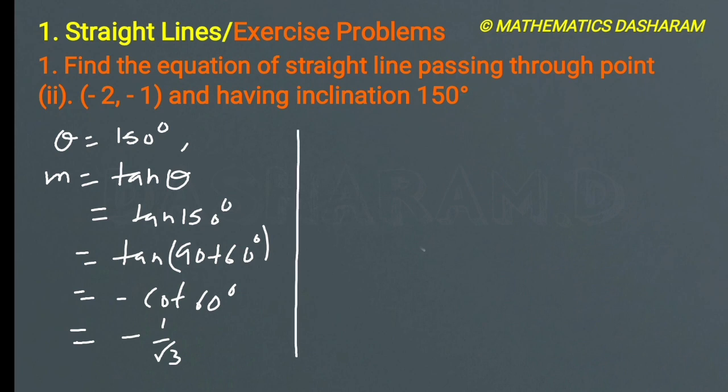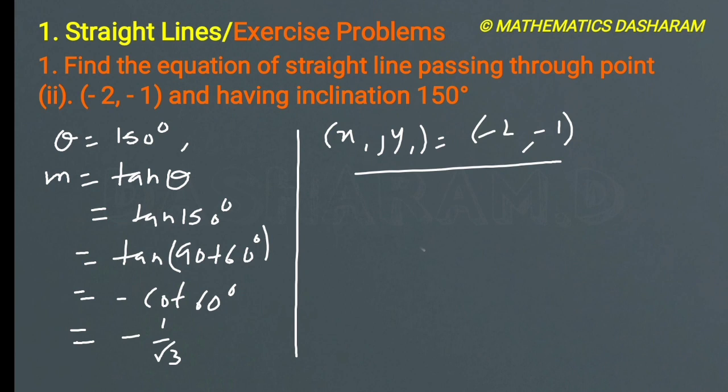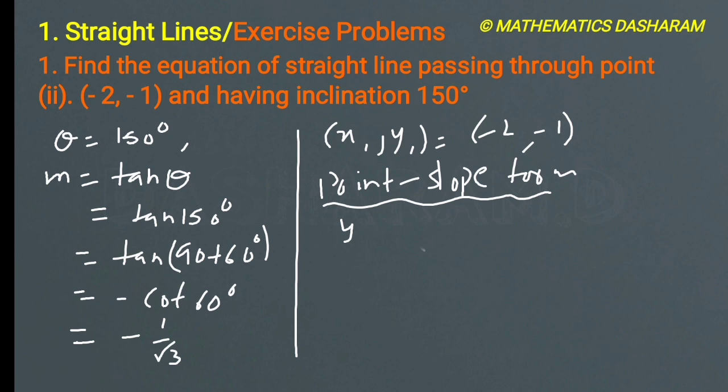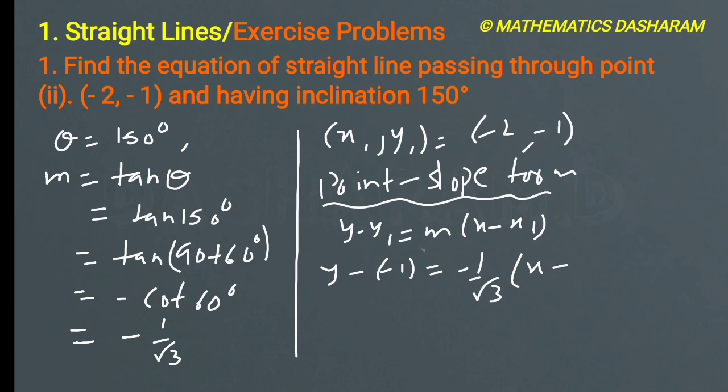He gave one point, that is (-2, -1), so it is equal to (x1, y1), so (-2, -1). So with one point and a slope, two values given, we use the point-slope form, that is y - y1 = m(x - x1). y - y1 is y - (-1), plus m, -1 by root 3, into (x - x1), that is x - (-2).